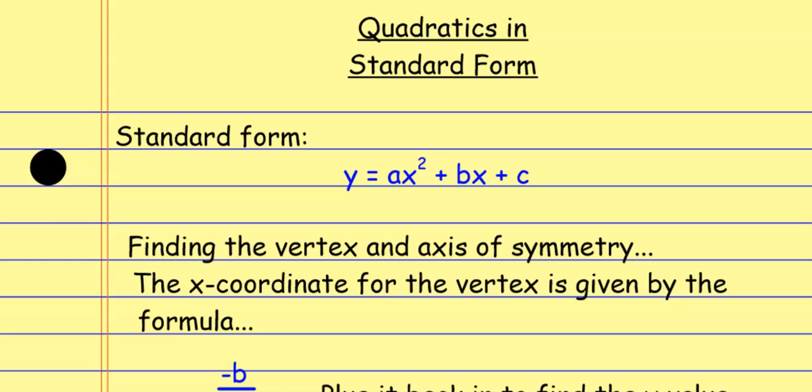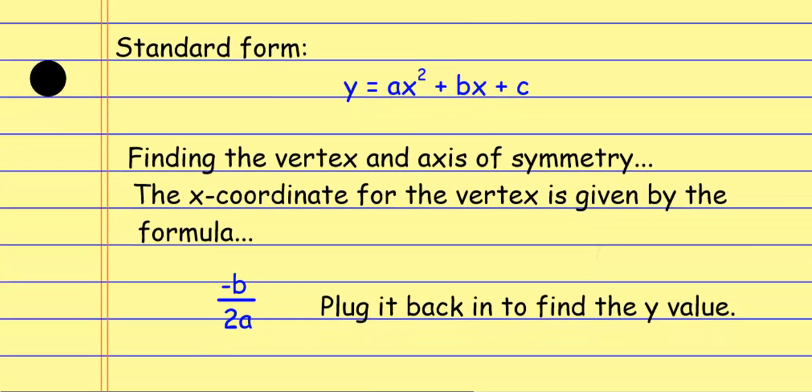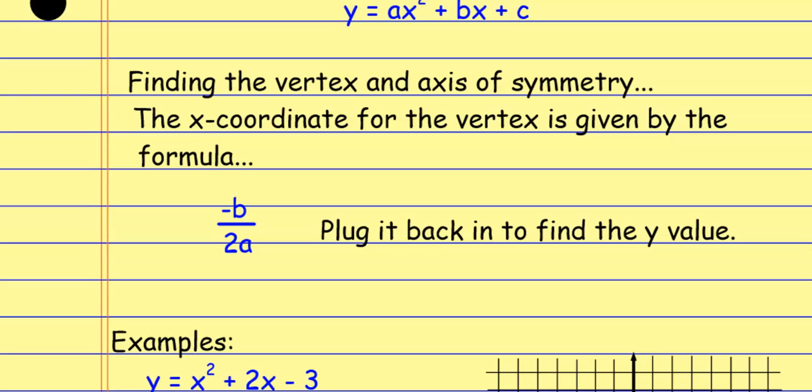So y equals ax squared plus bx plus c. We're going to find the vertex and the axis of symmetry using a little formula that's given down here. This formula is the opposite of b over 2a, all right? This gives us the x coordinate for the vertex.